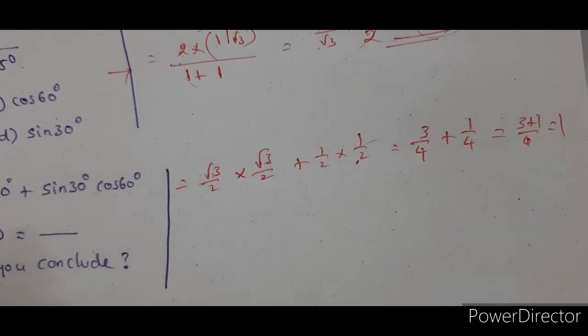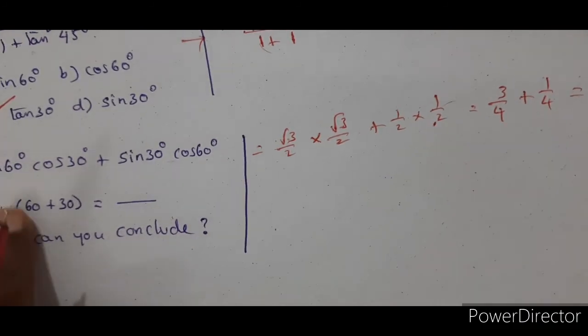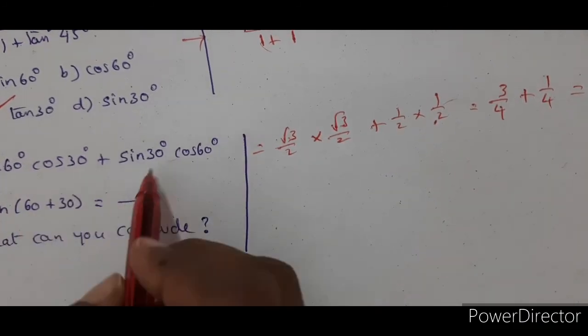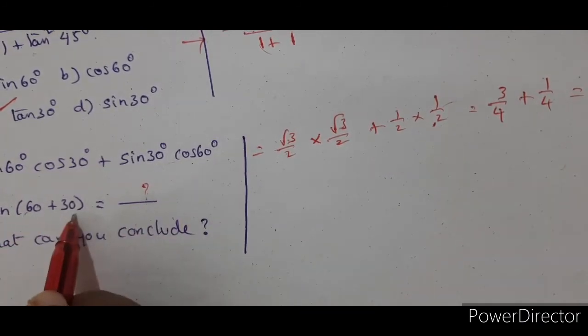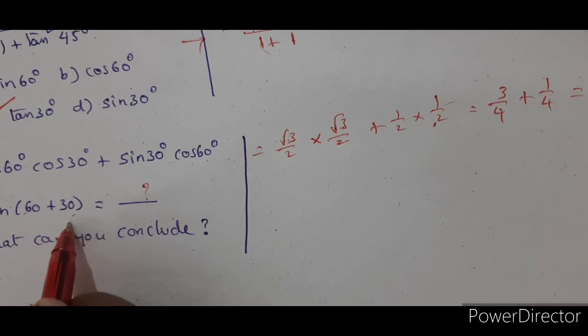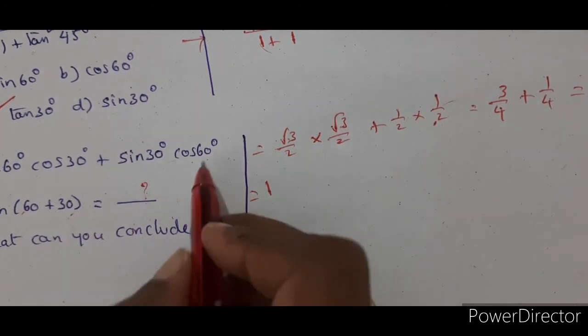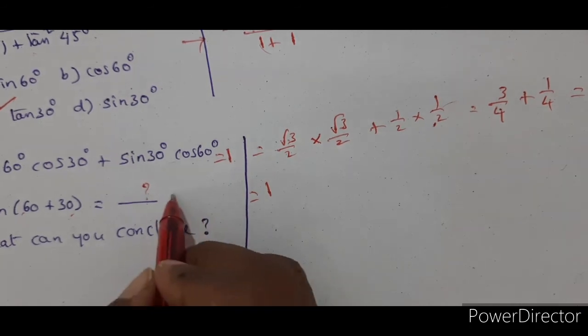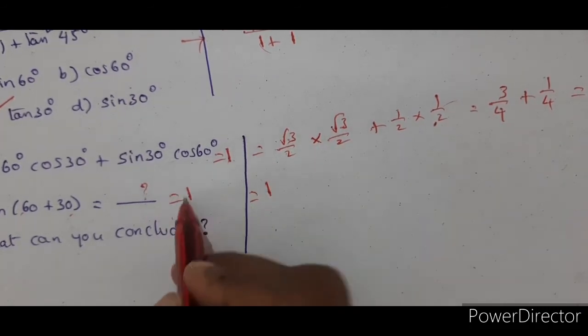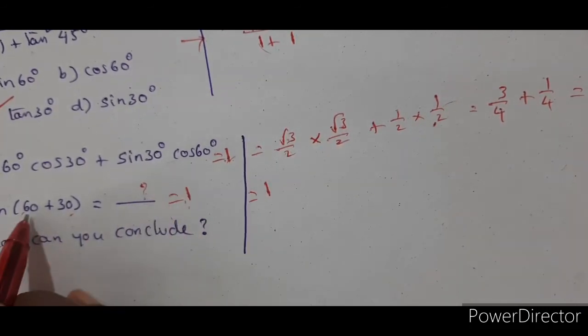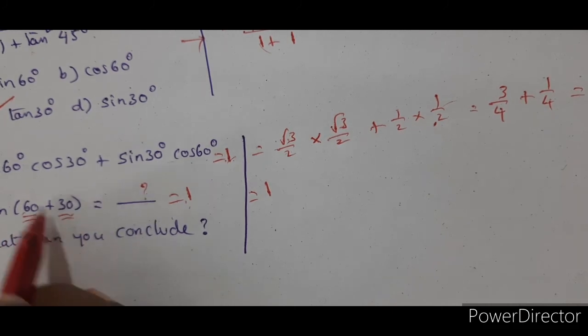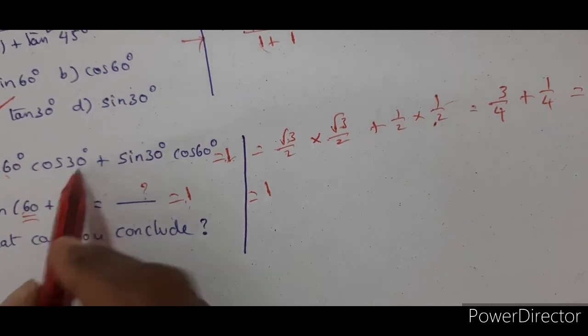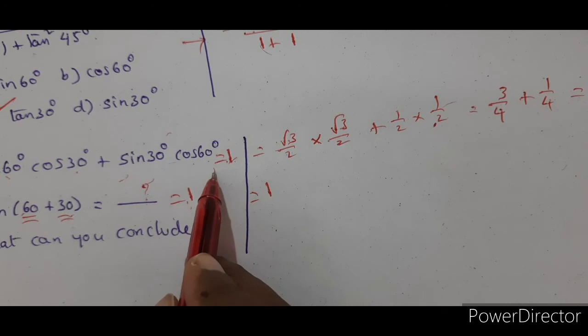Now next problem here is the next one. Sin of 60 plus 30 is how much? 60 plus 30 is 90. Sin 90 is? Yes, 1. So this is equal to 1. This is equal to 1 we got already. This is also equal to 1. So what do we conclude? We conclude that sin 60 plus 30 can be written as sin 60 cos 30 plus sin 30 cos 60.